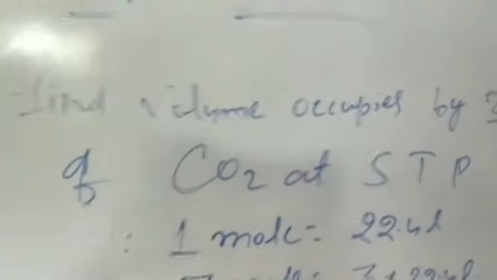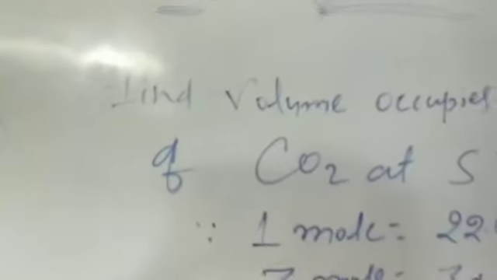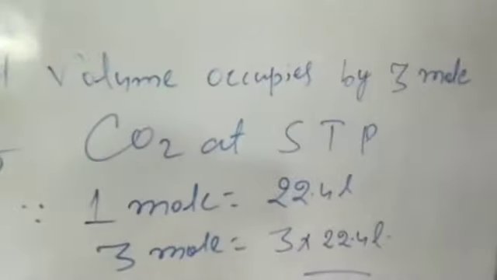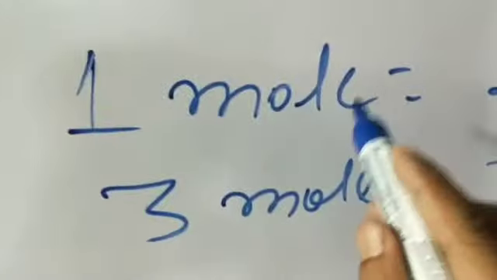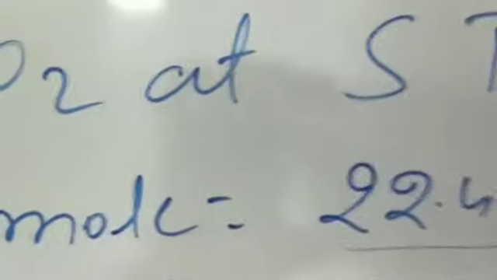Now, on the basis of volume, the question is: find the volume occupied by 3 mole of CO2 at STP. The answer is, since we know that 1 mole at STP is equal to volume 22.4 liter, therefore, in 3 mole, 3 into 22.4 liter is the answer of this question.